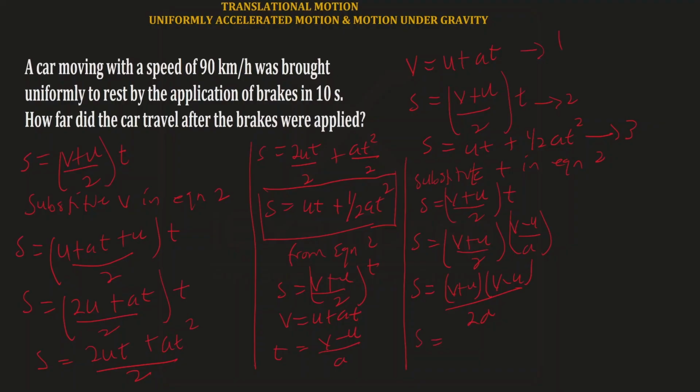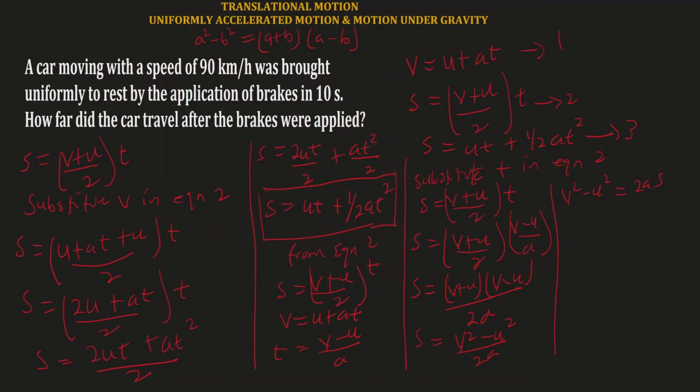What we have as the numerator is what is known as difference of perfect squares. The difference of perfect squares says that a squared minus b squared is a plus b, a minus b. So v plus u multiplied by v minus u is the same thing as v squared minus u squared over 2a. Now cross multiply. If you cross multiply, we are going to have v squared minus u squared equals 2as. 2a times s is 2as.